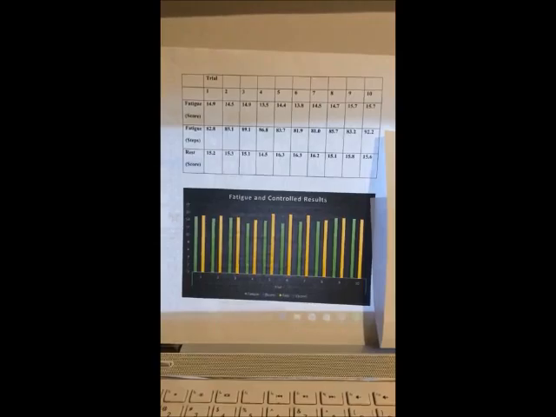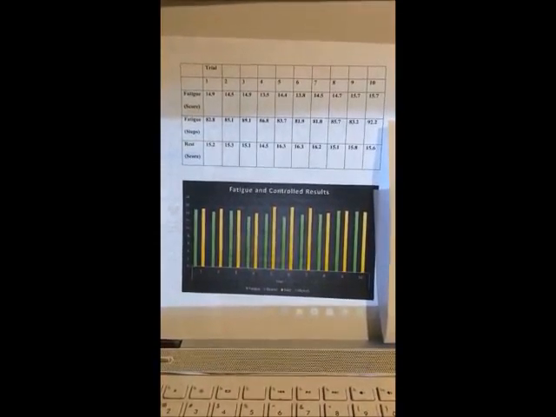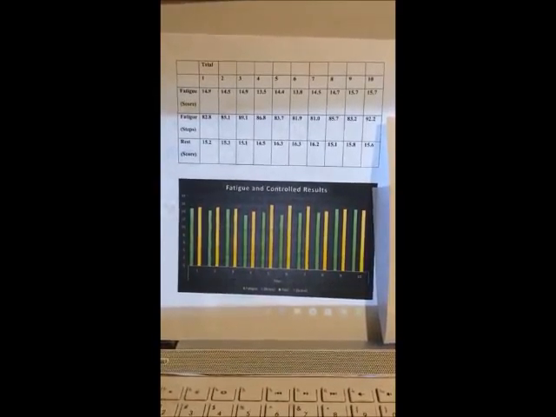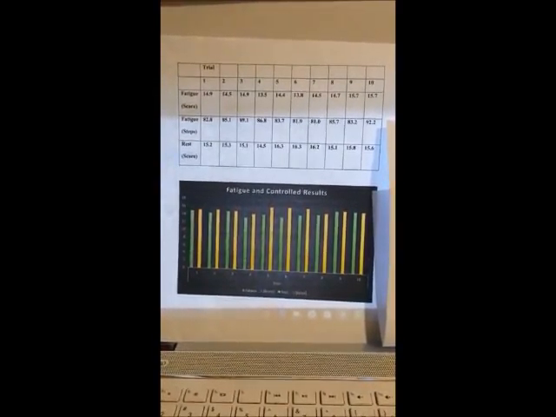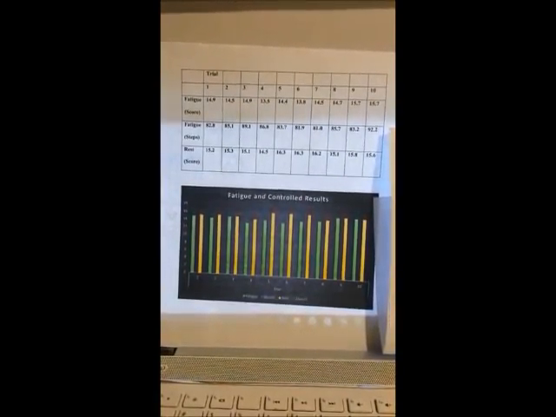As you can see, I don't have a very technically savvy brain, so I had to print this off and show you our results via a piece of paper on my iPhone.